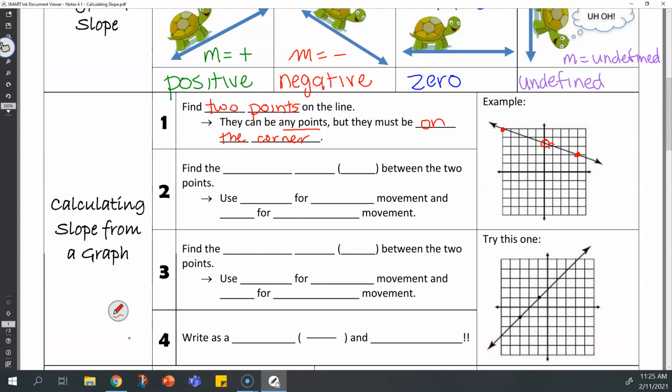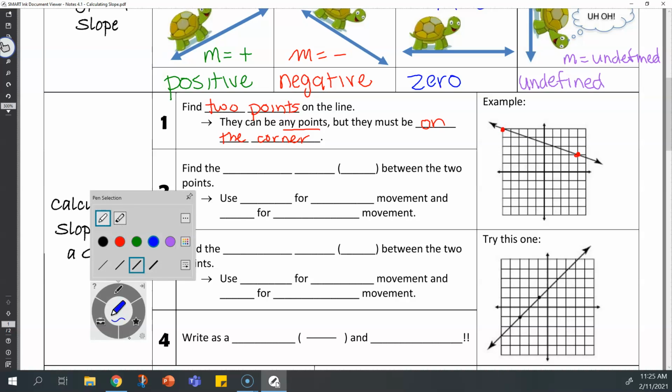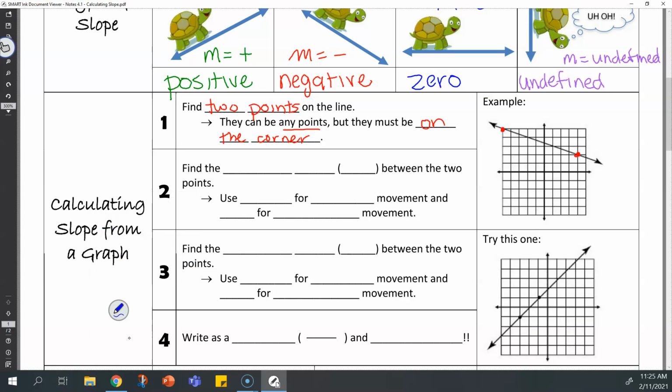Instead, I'd want to use a point kind of like this one, where that point falls on the corner of the grid line. Choosing points will get easier as you practice this more, but as long as your points fall on the corner of a grid line, you can use those. Once I have my points, I'm going to find the vertical change, or the up and down change, which we call the rise. Your rise is how your line changes as you move up and down.